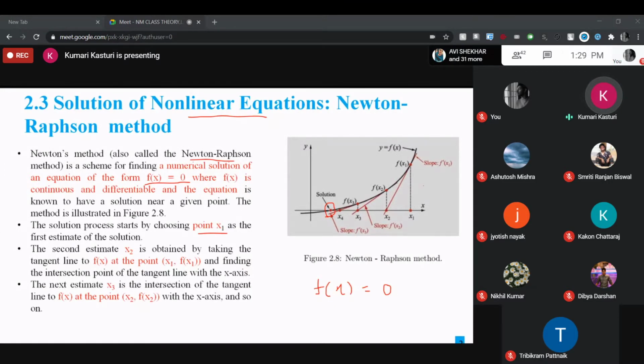In this method, the first estimation, meaning one initial value x1, is given to you. Here only one initial value is given, not 2 values, a0 and b0. In bisection and regula falsi, 2 values are given to you, but here only one estimation, or one initial value, is given, which is nearer to the solution, and we have to find our best approximation with respect to this initial value.